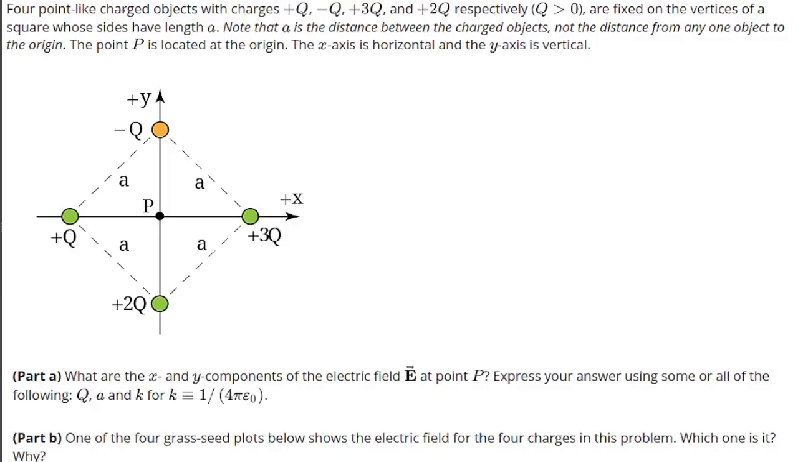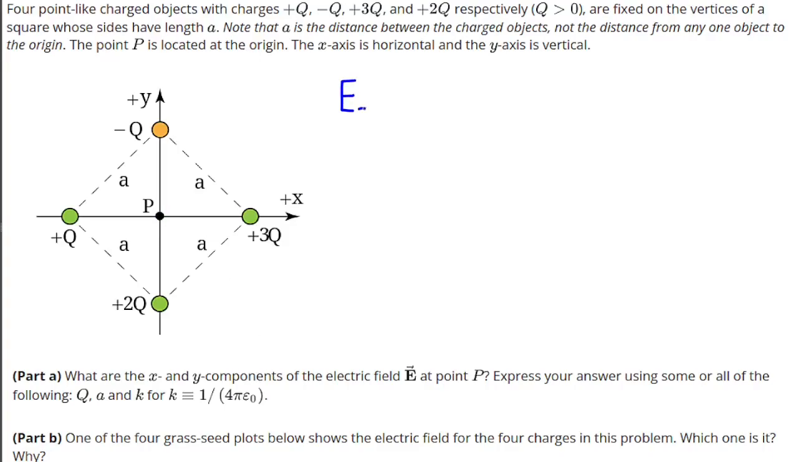Four point-like charged objects are fixed on the vertices of a square with side lengths a, and a is the distance between the charged objects, not the distance from any one object to the origin. Point P is located at the origin, the x-axis is horizontal, and the y-axis is vertical. In part A, what are the x and y components of the electric field at point P?